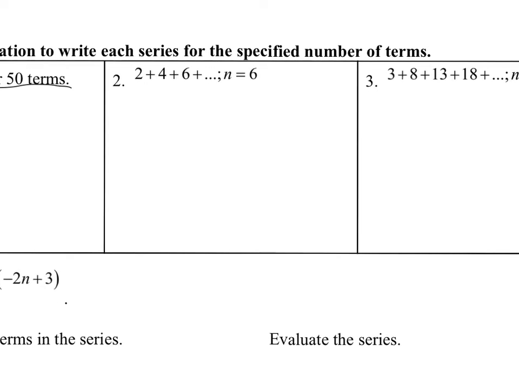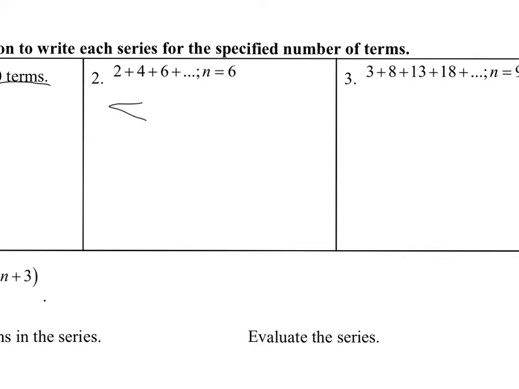Okay, number 2. So I use my summation sigma. There are 6 terms, so n equals 1 to 6. Now to figure out what goes right here, I'm going to look at what type of sequence this is. It's arithmetic, and I can see that it's going up by 2, and it's starting with 2. So if I put 2n right here, if I plug in 1, I get 2. If I plug in 2, I get 4. If I plug in 3, I get 6. And this is what I want.